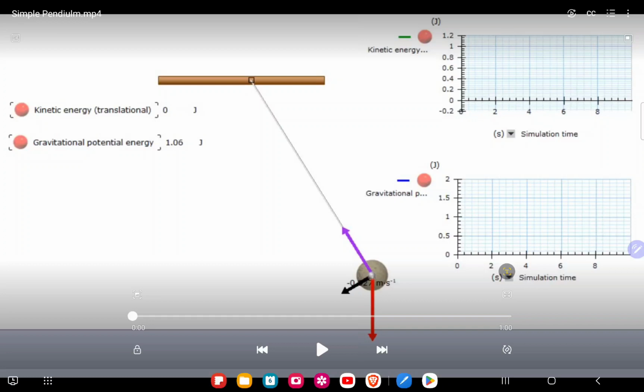So this is the general case, and this is the special case. Now look at this model. In this model, the only force we have is the gravitational force. Starting from this position, let's see what's going to happen. The kinetic energy here is equal to 0, and the potential energy is equal to 1 joule. Now let's start this.